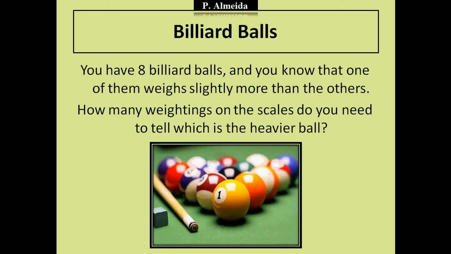Okay, so the first one. Again, you have 8 billiard balls, one is heavier. How do you figure it out? What is the least possible number of weighings that you could do on the scales to figure it out? So I'm going to give you the answer. If you don't want to see the answer right now because you want to think about it first, or share it with a friend, or for any of these reasons, then go ahead and pause the video, because the answer is going to come in 3, 2, and 1.